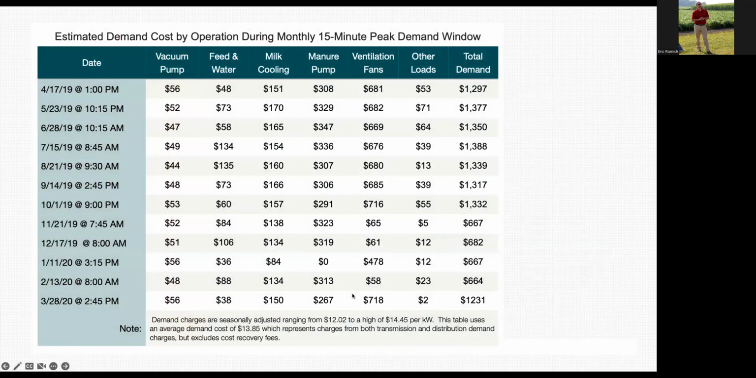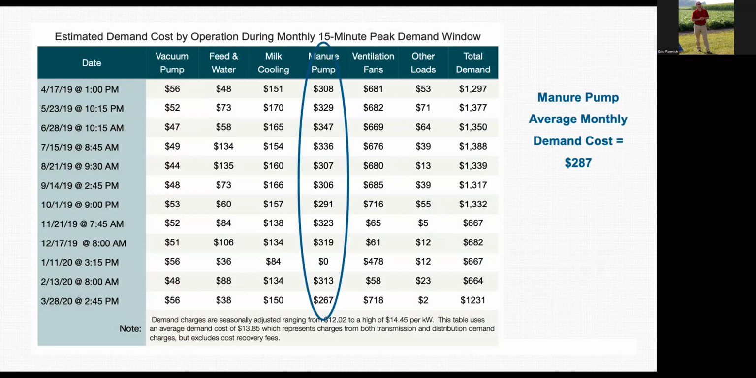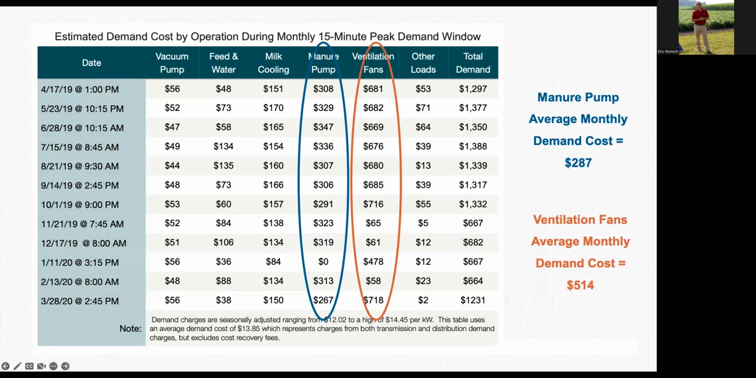And then just a closing slide to look at all of the different demand costs on this farm. I know we've really been zeroed in on that manure pump, but again, we think that there's a high correlation of causing that farm to operate outside of its natural plateau in terms of where that demand ceiling is at. And it's a high monthly cost.